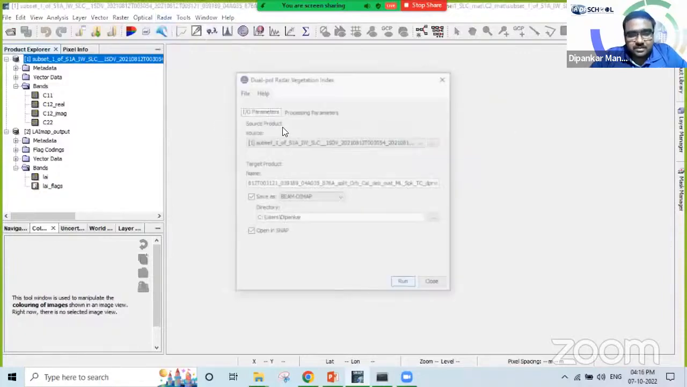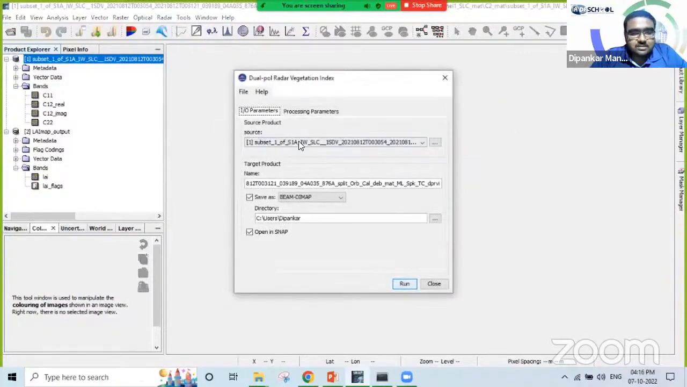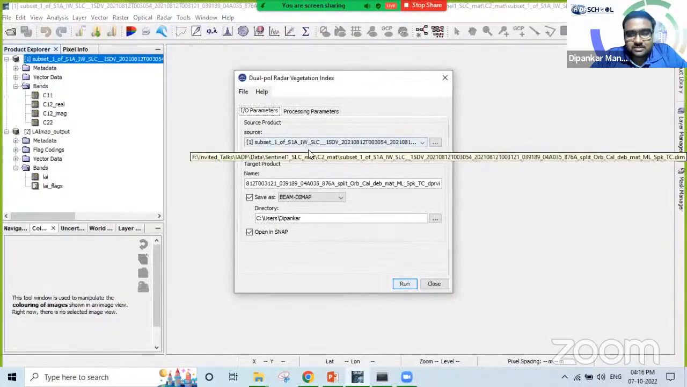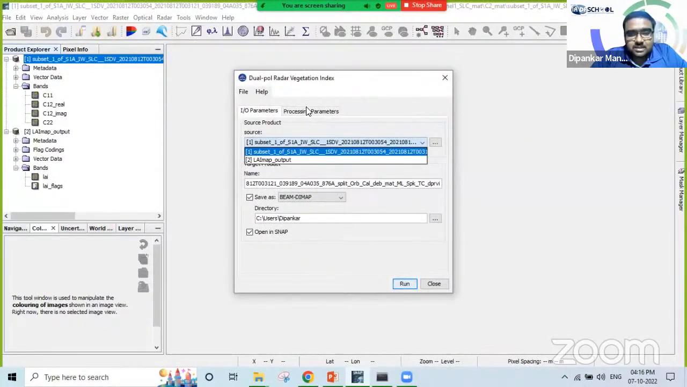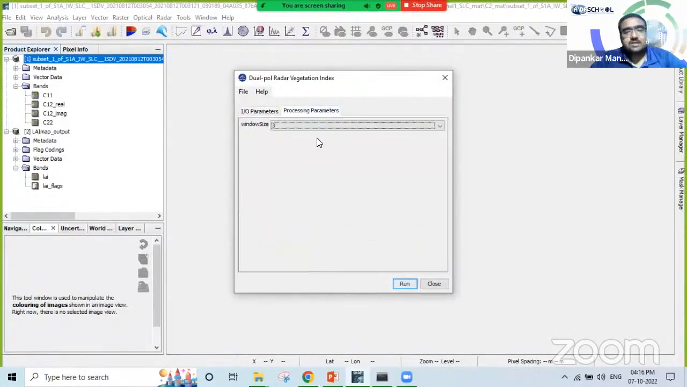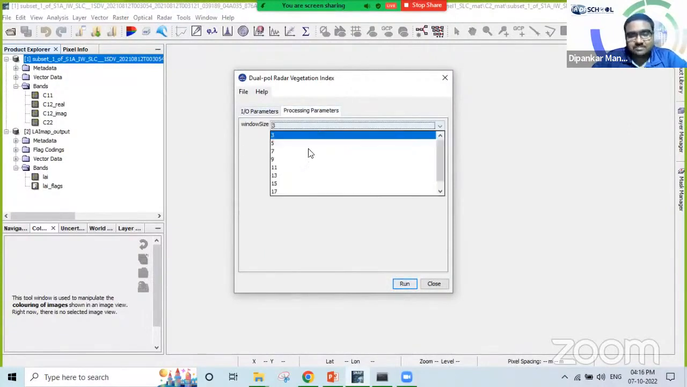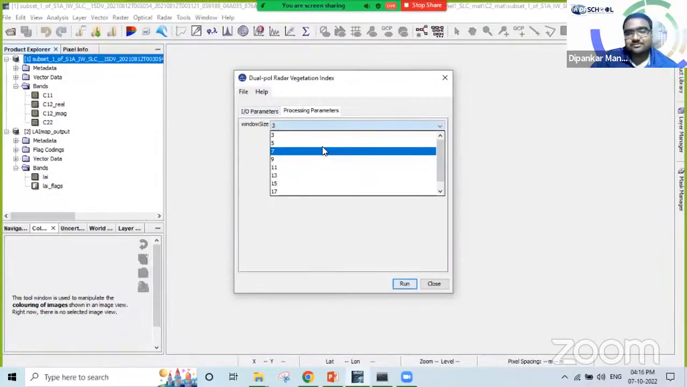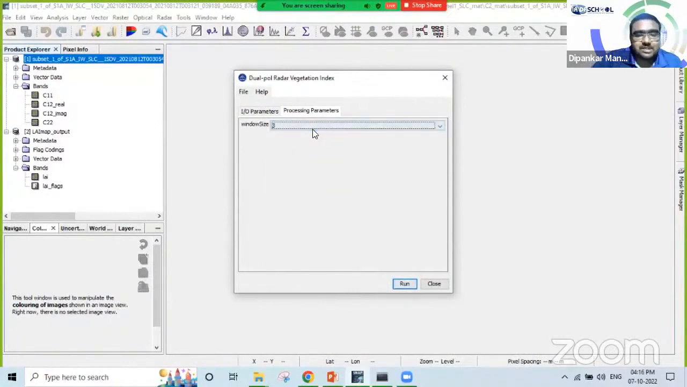Now we can keep the input as this image, which was taken on a particular date. There are some processing parameters, such as the window size, which varies from 3 to 25. We can increase it up to a maximum of 25, but currently we'll put it at 3. It is a limited window size here, and we just run this product.